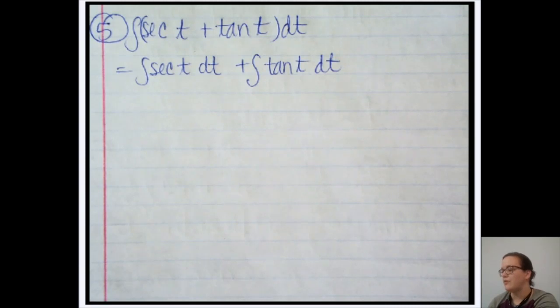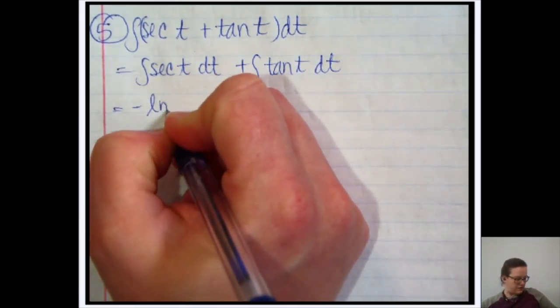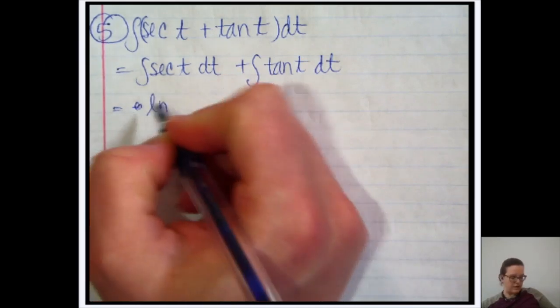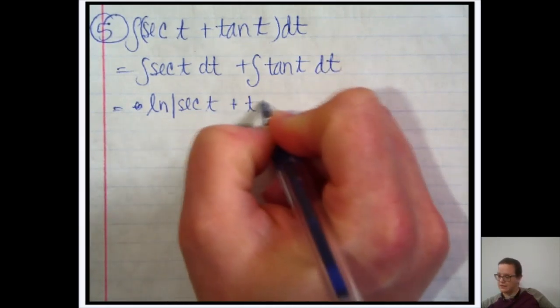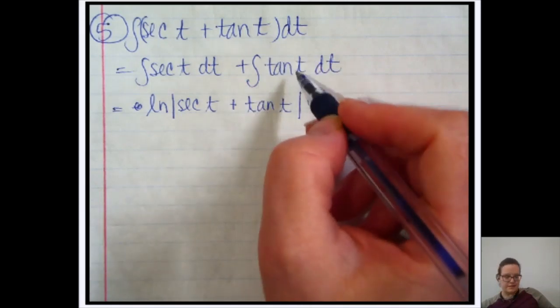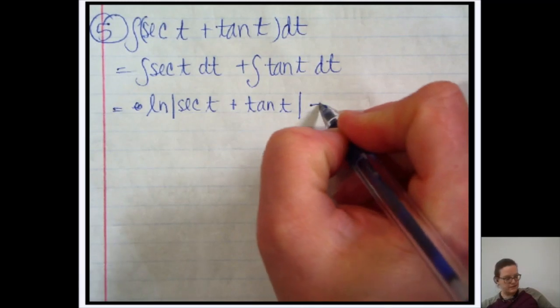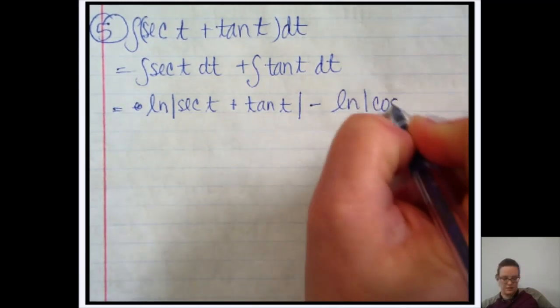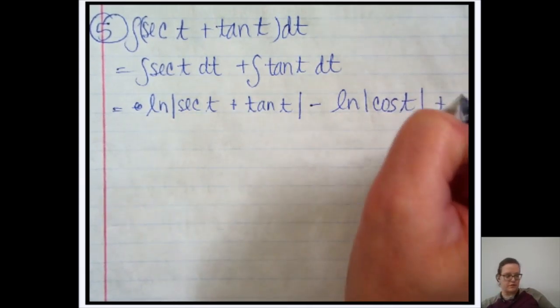So we do have a formula for the integral of secant of something, and that is the negative, oops, sorry, it's a positive, natural log of secant t plus tangent of t. And then we need to add the integral of tangent t, which is actually a minus the natural log of cosine t plus c.